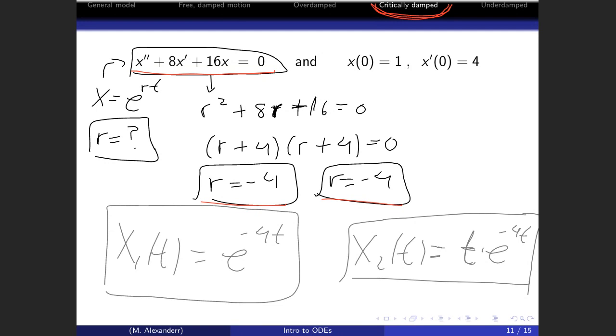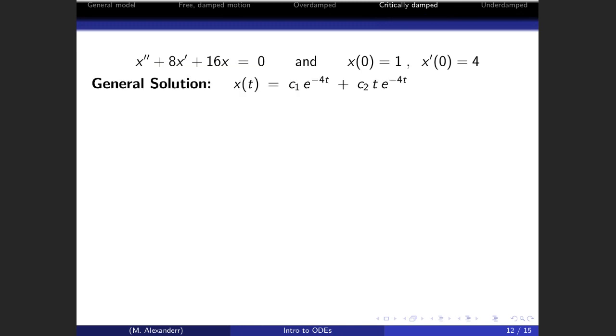All right, now that we have our linearly independent solutions, the general solution to the differential equation is going to be the combination of x1 and x2. Let me write that down on the next slide. The general solution is given by this combination. Now we're going to use the initial conditions to figure out what C1 and C2 are.